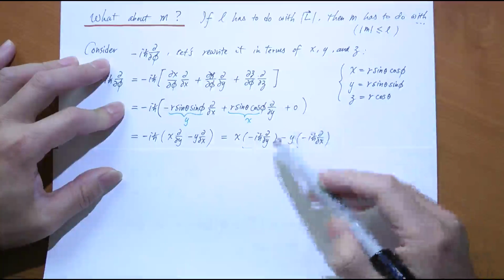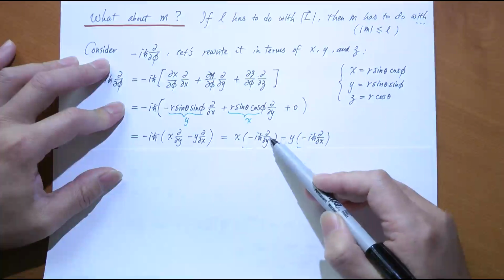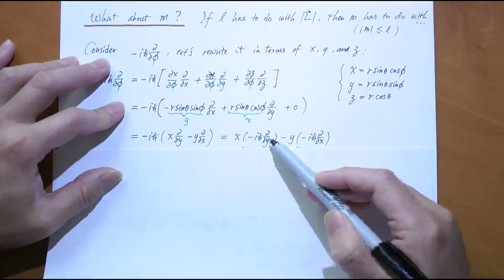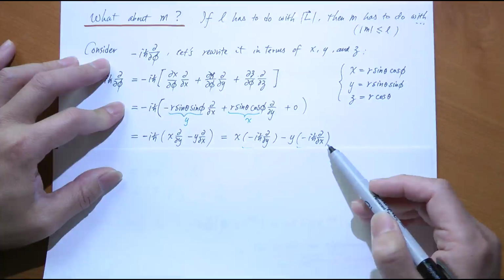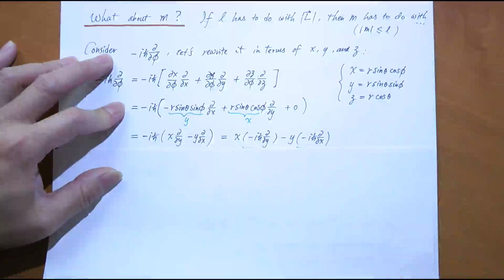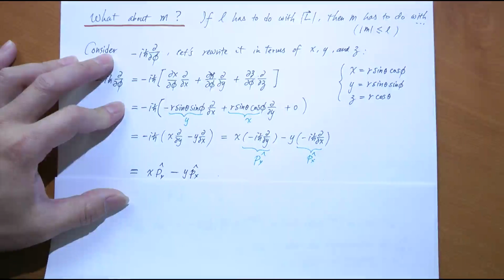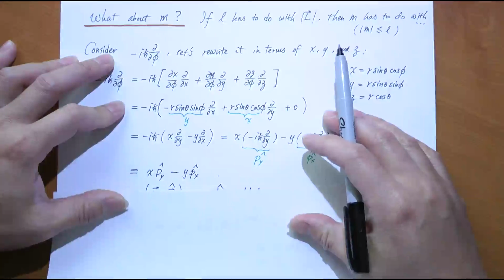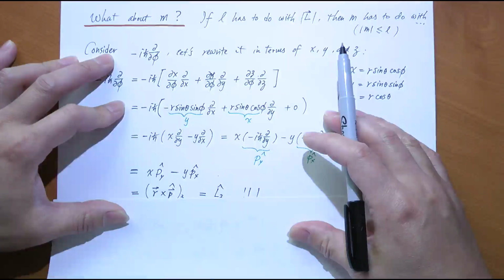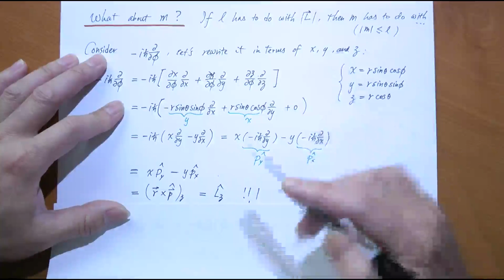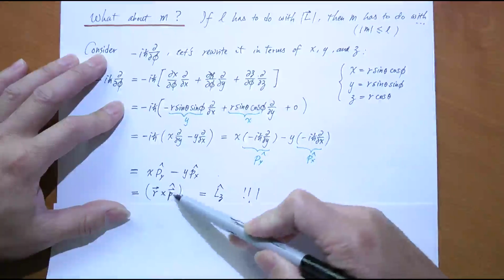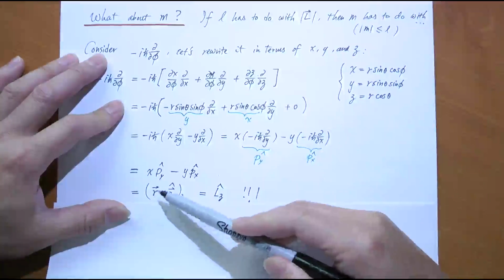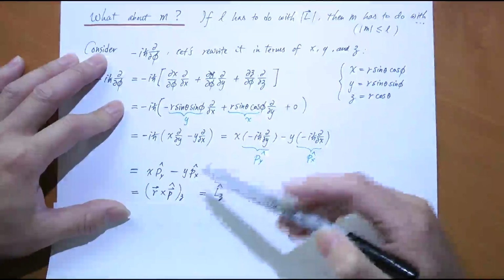What is this? Do you recognize what this is? Negative i h bar partial partial y. That is the y component of what? Of the linear momentum operator. That's just py. Okay? What about this? That is just the x component of the linear momentum operator. That's px. Therefore, it is x py minus y px. And that is, if you're familiar with the notion of cross product, in fact the z component of the cross product between r and p. Between r and p, the z component is x times py minus y times px.